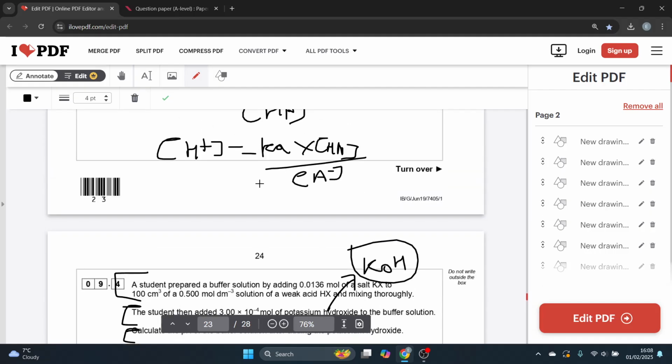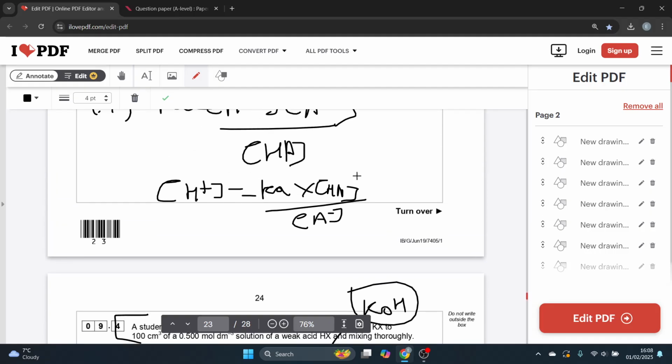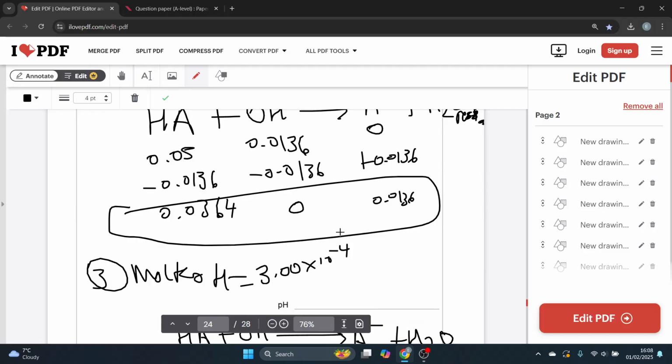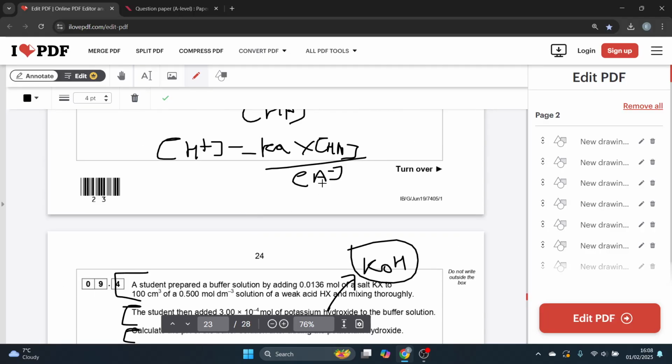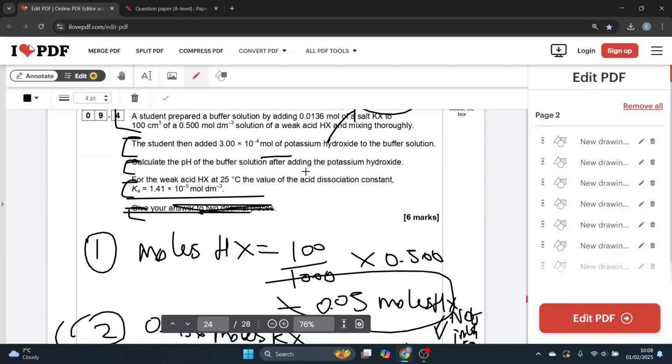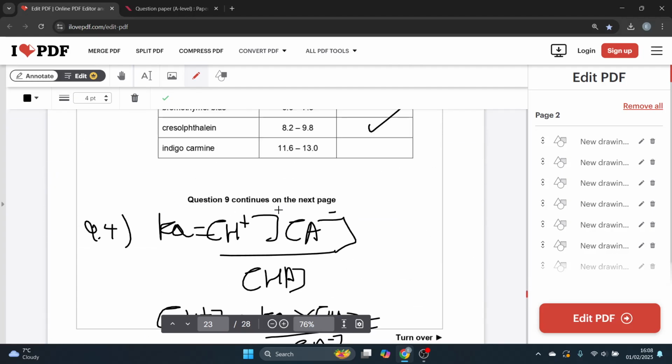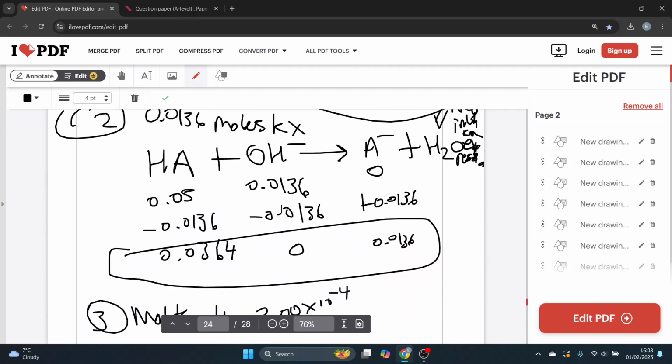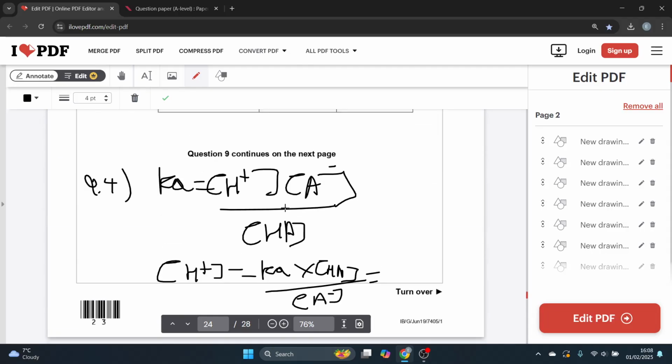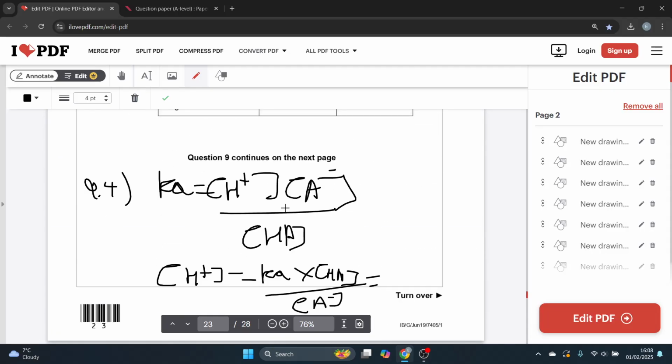And this is a key fact. Concentration is moles divided by volume, but in actual reality, the volumes will cancel out. So I can just say it's going to be 1.41 times 10 to the power minus 5 times the moles of HA, because volumes cancel out anyway, 0.0364, divided by 0.0136, and that gives me the concentration of H plus.